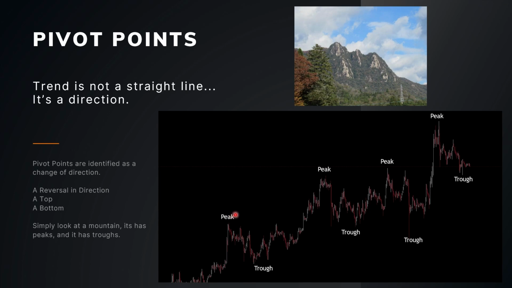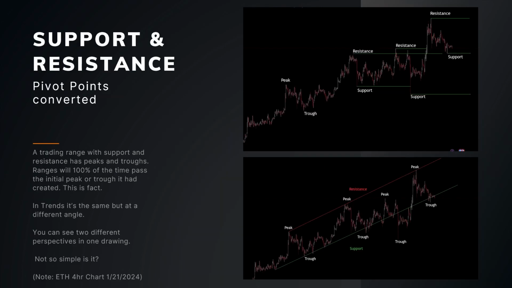So down here, when you look at your chart and you start drawing these, just try to identify the peaks and troughs. This is going to help you, and it's going to get more confusing in the next slide. So remember this picture. The peaks and troughs in the last slide, this is the exact same chart. So pivot points converted to support and resistance.